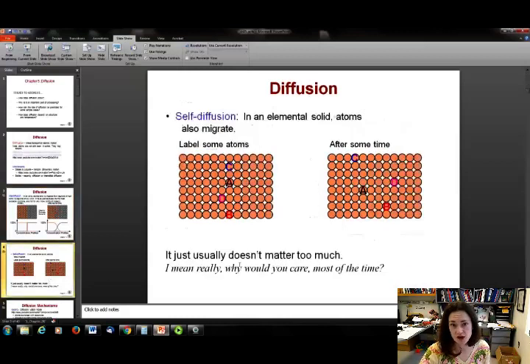Now, it's true that also atoms hop around within their own lattice sites, as we saw in the movie, in the SEM movie, the electron microscopy movie that you just watched. You saw carbon atoms hopping around within their own lattice. However, from a macroscopic viewpoint and materials standpoint, it doesn't matter too much when they do that. I mean, really, why would you care most of the time if an atom hops in the forest? Does anyone care? So self-diffusion, maybe not covered as much in material science just because it doesn't usually matter too much.